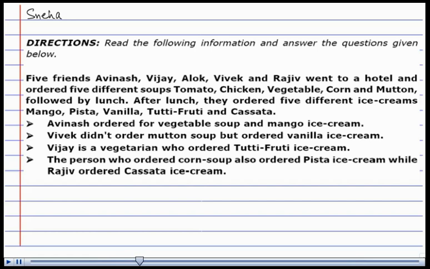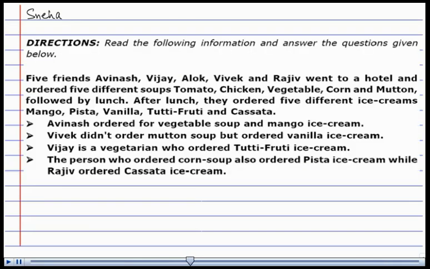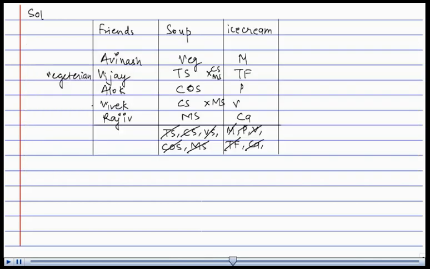The question is, which of the following combinations is false? The solution is, as we have seen in the first part of the question, the complete information given to us in the caselet form can be converted into a tabulated structure as shown below, with the help of the information given to us. With the help of this table, we can answer our question.